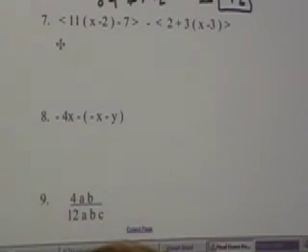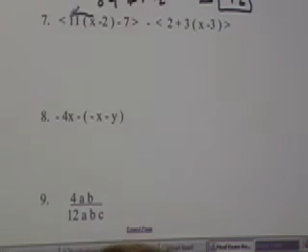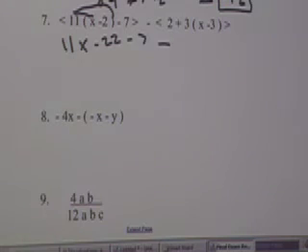So 11 times x minus 2 minus 7. What do we do first, guys? Distribute. 11 times x, quiet please, and 11 times negative 2. So we get 11x minus 22 minus 7, okay, minus, a big minus here, and we've got 2 plus 3x minus 9. That's actually pretty straightforward. All you're doing is clearing the parentheses by distributing, right?